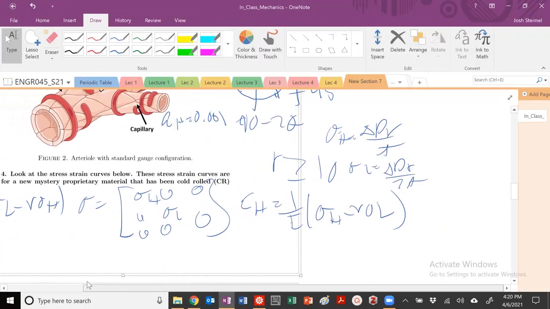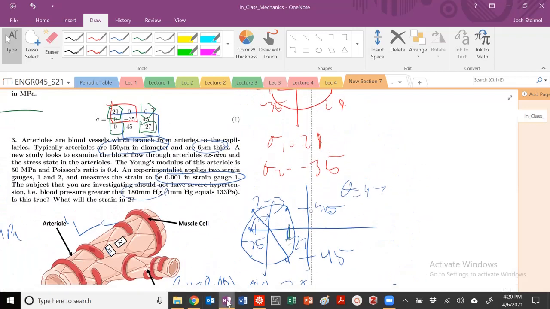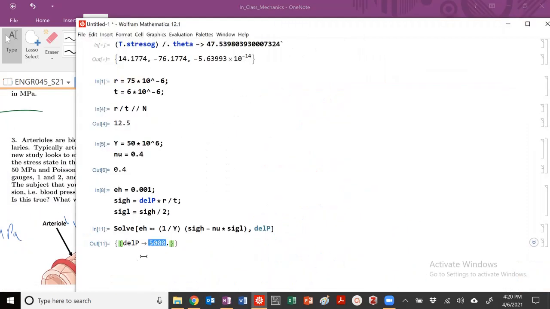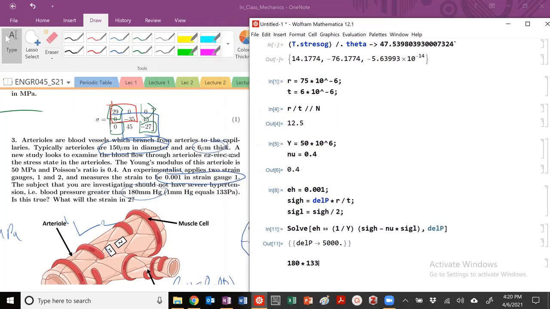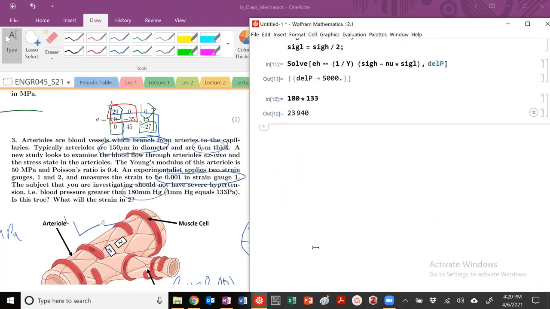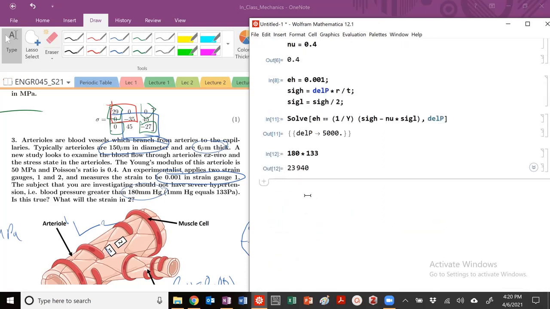Let's see what our experiment was looking for. High blood pressure was determined to be, it should not exceed 180, 80 times 133. So 180 times 133, because 1 millimeter Hg equals this. So yeah, we don't have high blood pressure, which is great for us. What's going to be the strain in my 2 direction, i.e. my longitudinal? Well, I know that epsilon L is equal to 1 divided by E, sigma L minus nu times sigma H.